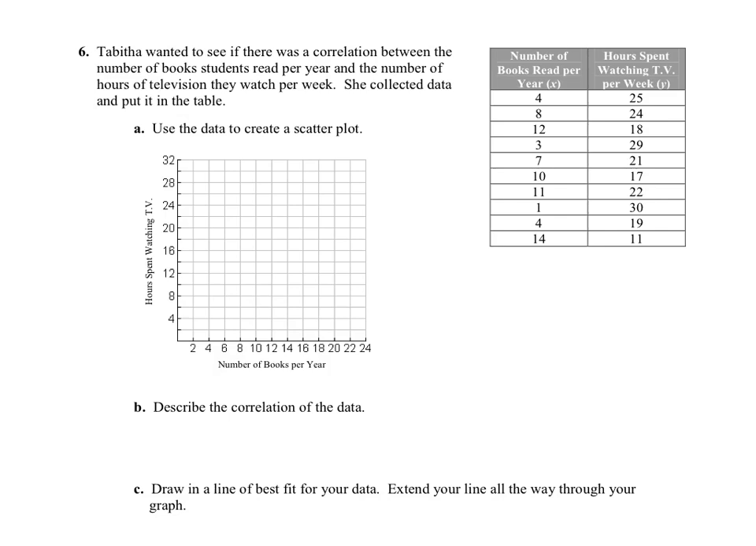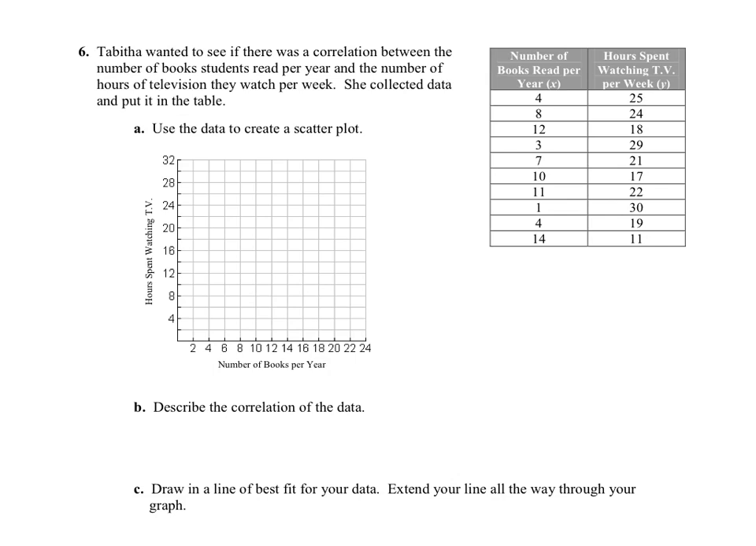Number 6. It says Tabitha wants to see if there is a correlation between the number of books students read per year and the number of hours of television they watch per year. She collected the data and put it in a table. So there's her data. Along the first column, that's her x-axis, the number of books read per year, and then on her y-axis, or her second column, is the hours spent watching TV per week. So that's her y value. So what's the correlation between the data?